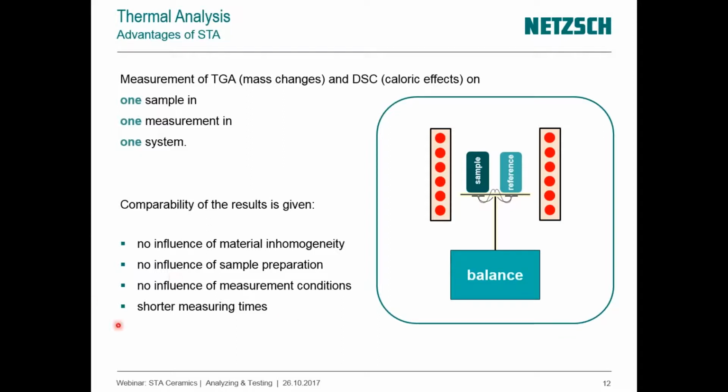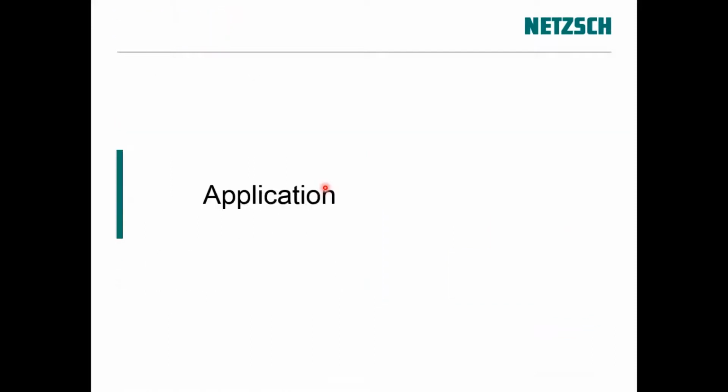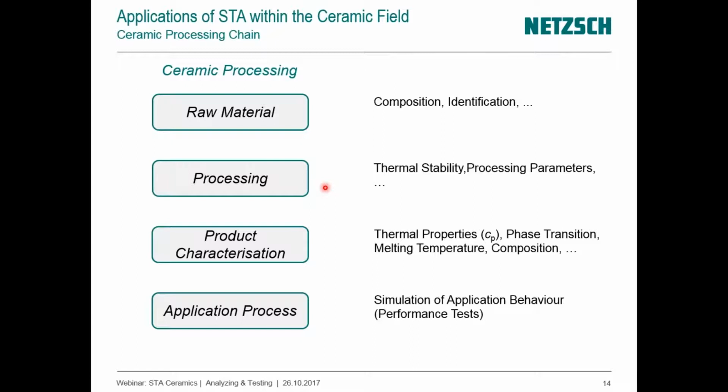This allows us to get rid of material inhomogeneity if we compare these two effects, because we measure them on the same sample, and the same counts for the sample preparation. It is the same sample for TG and DSC analysis, so we have no difference in the sample preparation for both signals. Furthermore, the measurement conditions are the same because both signals are measured in the same system at the same time. And because we measure at the same time, we in principle shorten the measurement time in comparison to a subsequent analysis of TGA and DSC.